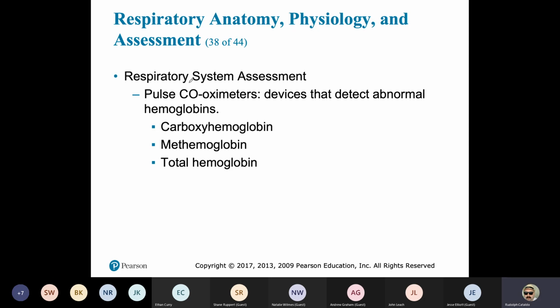Some services, does anybody's service carry a CO oximeter? It looks very similar to a pulse ox. It's for CO specifically. We do. Where at? Both in Mitchell County and in Garner. Okay. Do you use it often? Not very often. Okay.